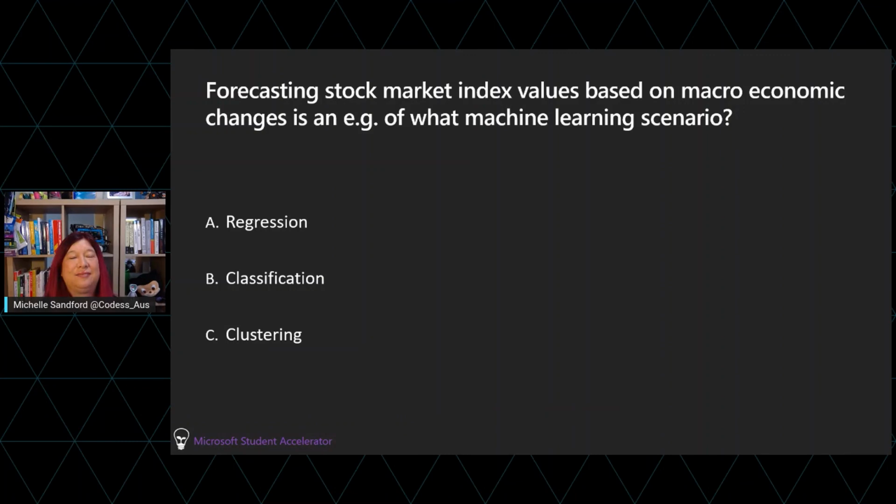Forecasting, regression. Forecasting stock market index values based on macroeconomic changes is an example of what machine learning scenario? It's regression. In a regression machine learning scenario, you predict a numeric value, typically in continuous form. Oh, actually, I'm just reading out the definitions of each of those things to you.